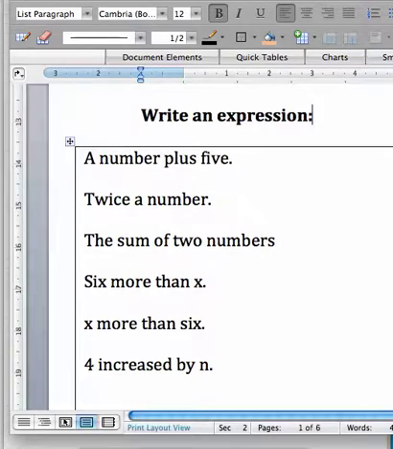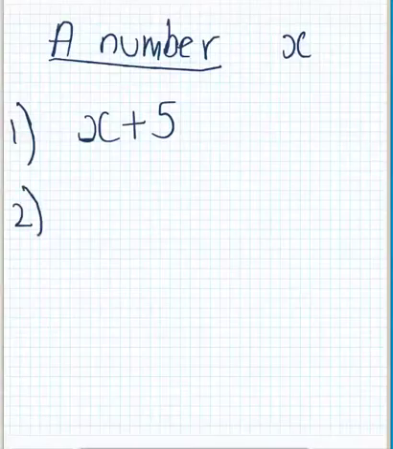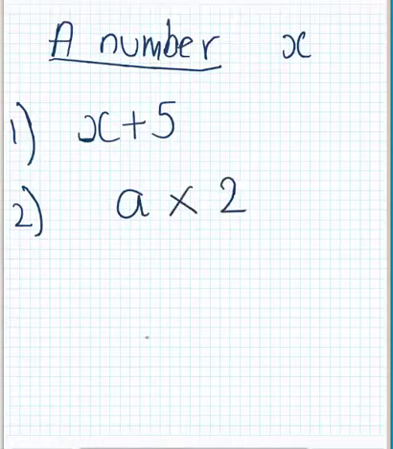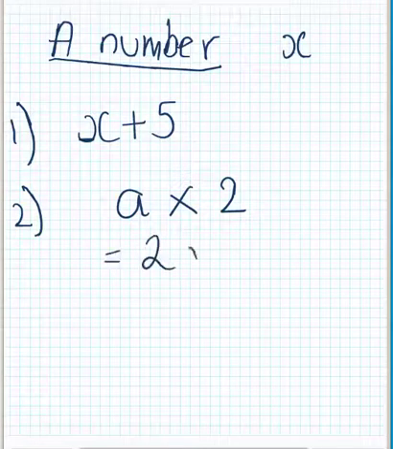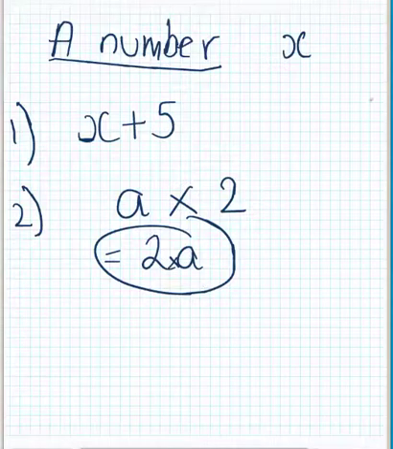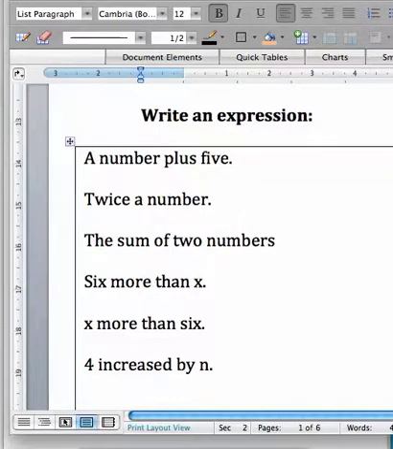Let's try the second one. Twice a number. And we know the keyword twice means to times by 2. So twice a number, do we have a number? No. So twice a number, I can call it A this time. There's my A, and I'm doubling it, times it by 2. And this can be written as, well, what's A times 2? A times 2 is 2A. So that's the best way of writing it. We know there's an invisible times there. But this expression here is saying twice a number. Done.